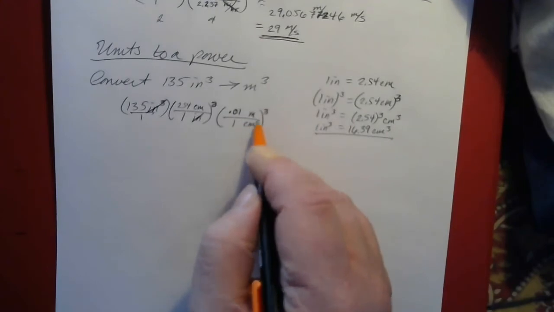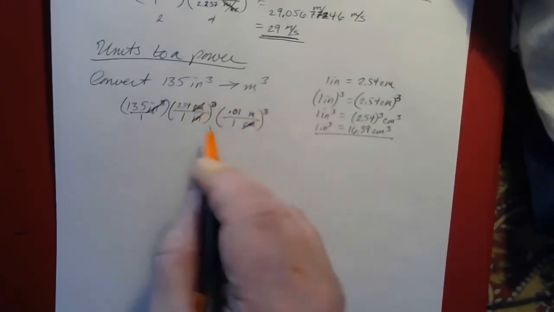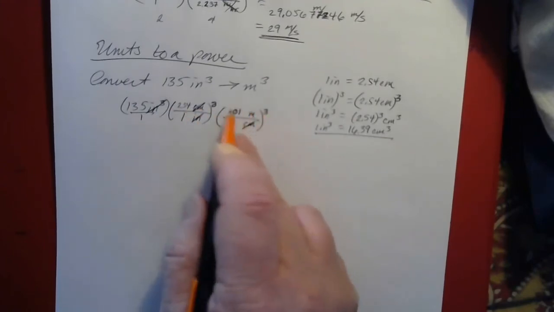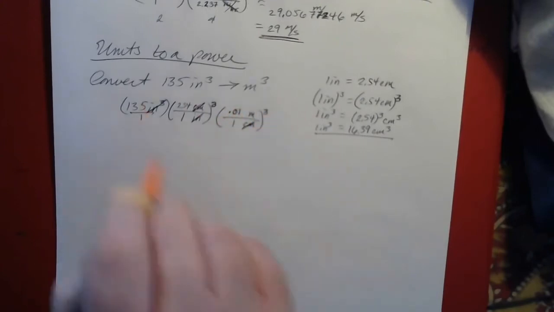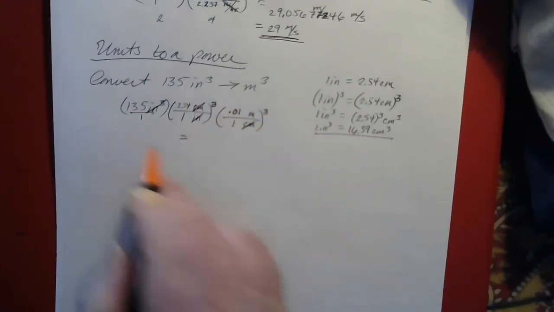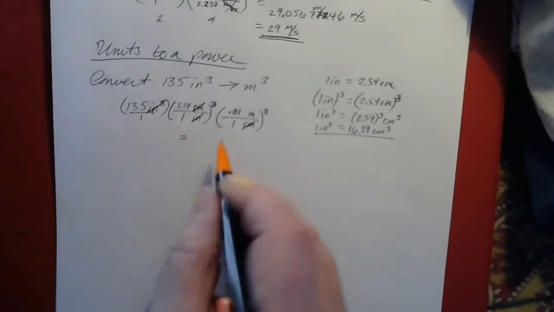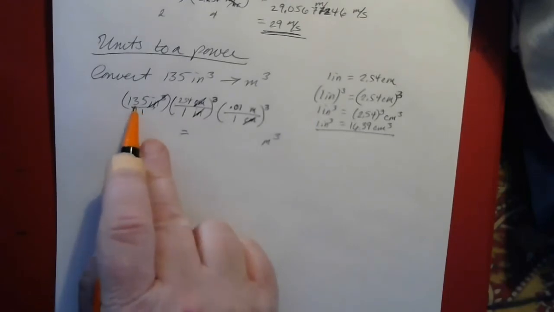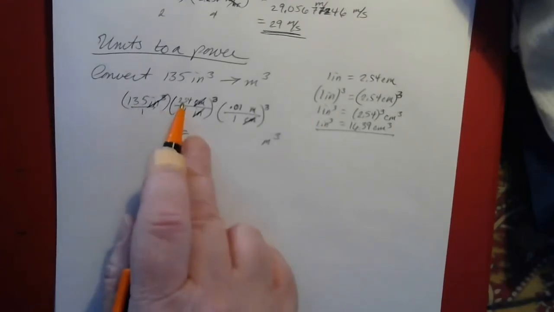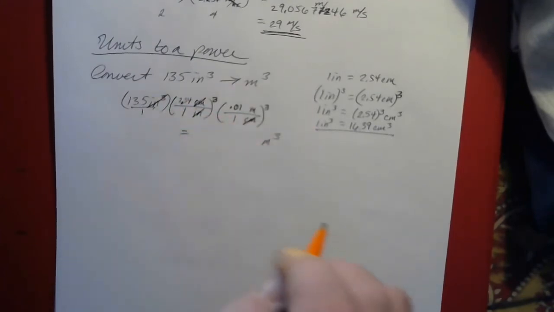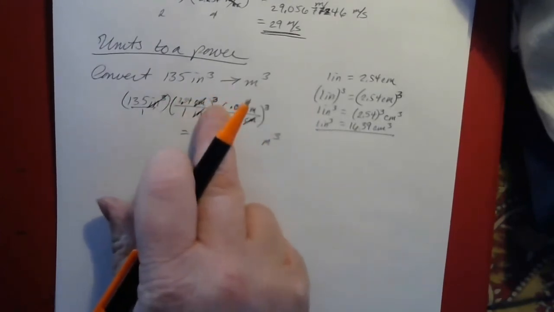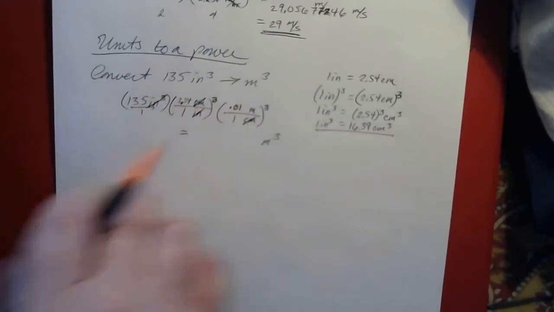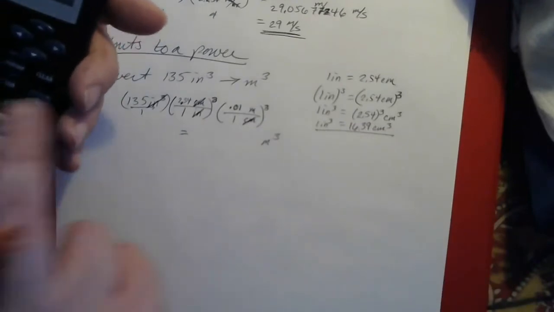Now this term on the bottom becomes cubic centimeters, and it cancels with cubic centimeters in the numerator of the previous term. But we want to leave the 3 there because it still applies to everything else that's left in the parentheses. And so if we multiply this out, we should get units of cubic meters, and the number will be 135 times 2.54 raised to the 3rd power, or you could take it as 135 times 2.54 times 2.54 times 2.54 if you want to do it that way.